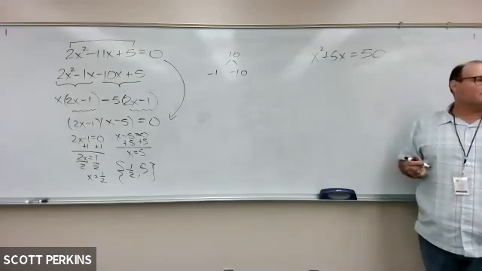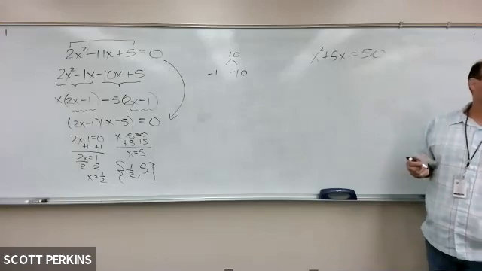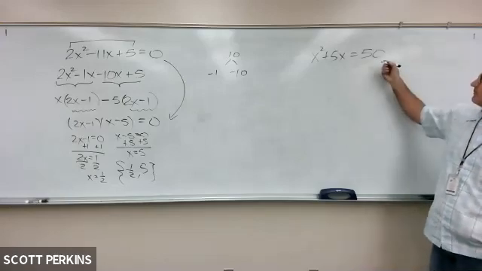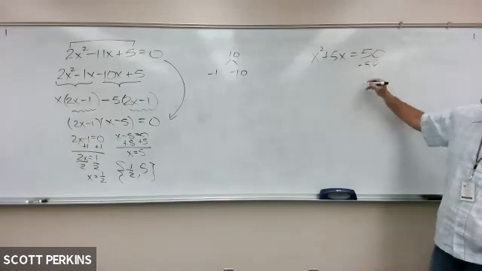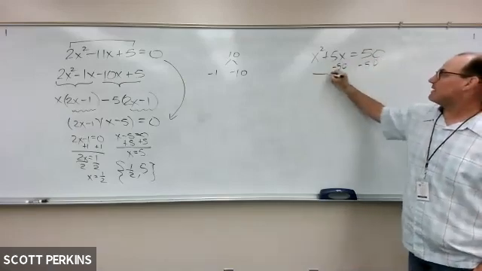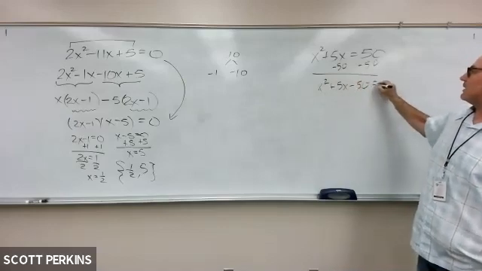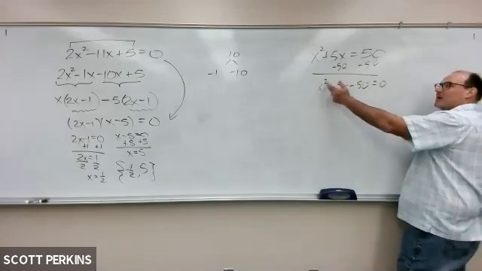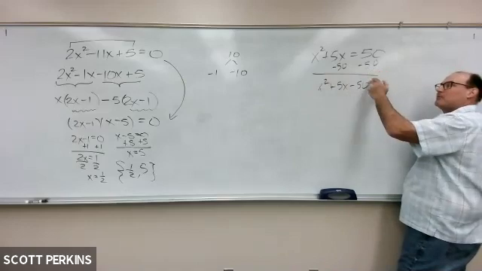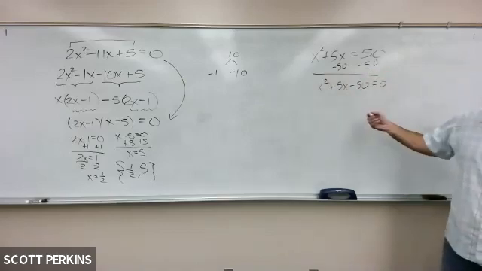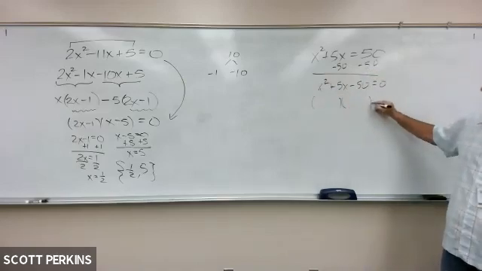What's the first thing you have to do on this problem? Yep, got to bring that 50 over. Now the 50 does not have an x attached to it, so when I bring the 50 over, I'm just going to put it at the end. My descending order. Power 2, power 1, no power. Now I will factor.